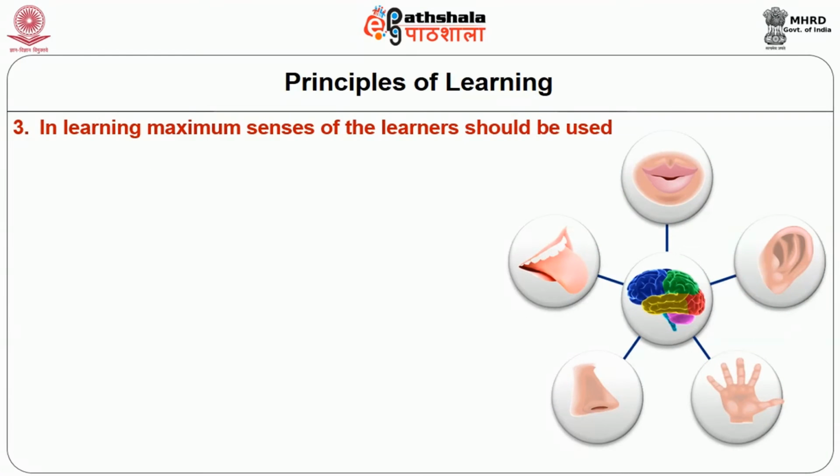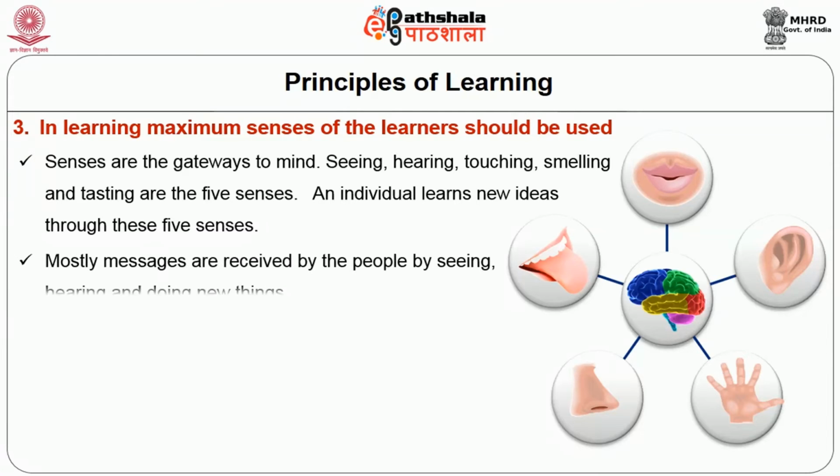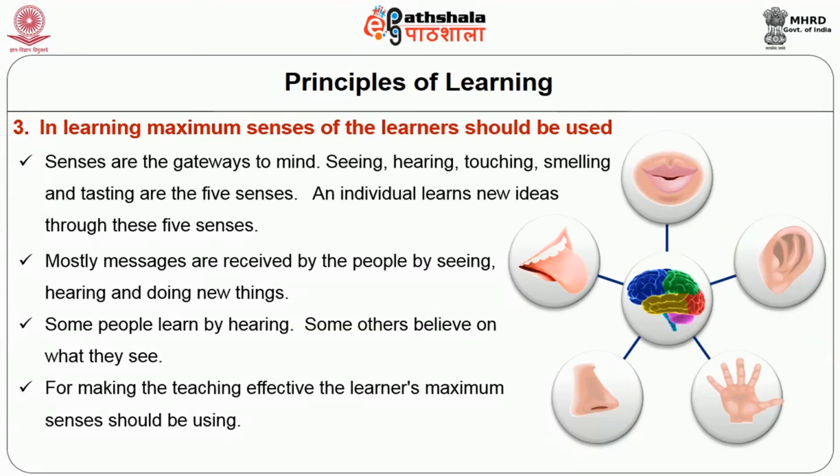The next learning principle is, in learning, maximum senses of the learner should be used. Senses are the gateways to the mind. Seeing, hearing, touching, smelling, tasting and thinking are the senses. An individual learns anything through these senses. Mostly, messages are received by people by seeing, hearing and doing new things. Some people learn by hearing, some others believe what they see. For making the teaching effective, the learner's maximum senses should be used.